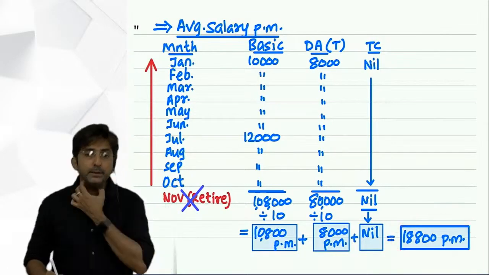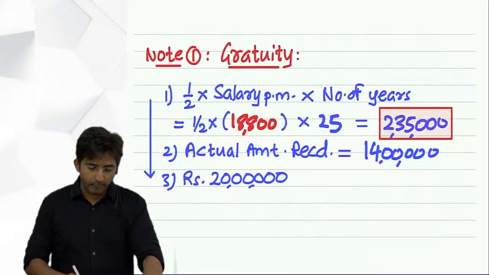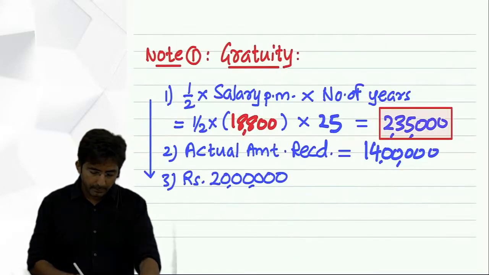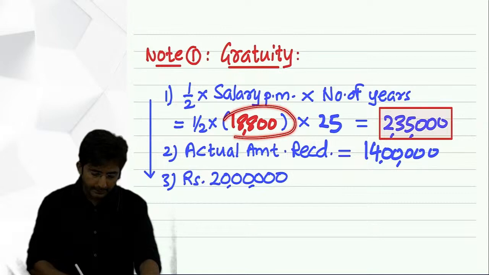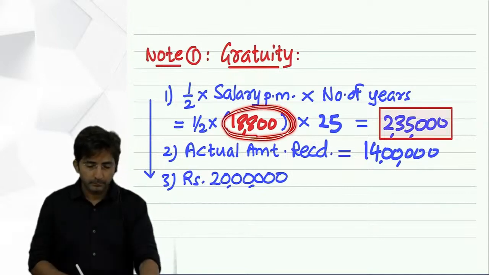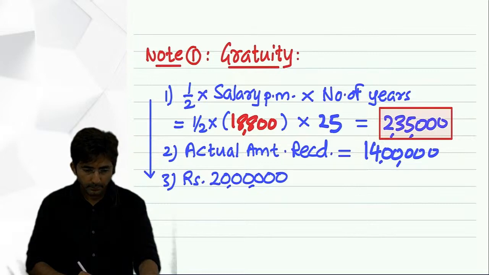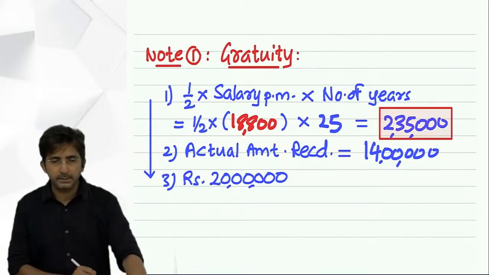What to do with this figure? This you will multiply by half. See here, I have already done it. 18,800 multiply by half. $18,800 per month, this is called average salary.